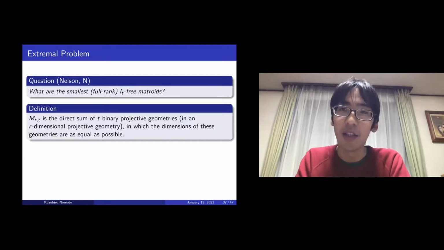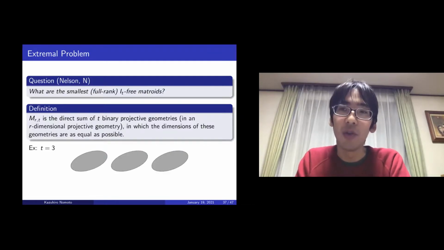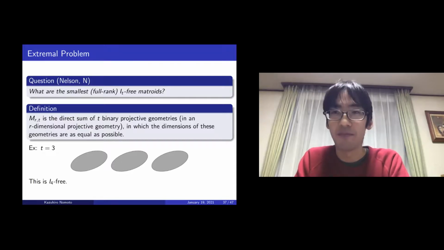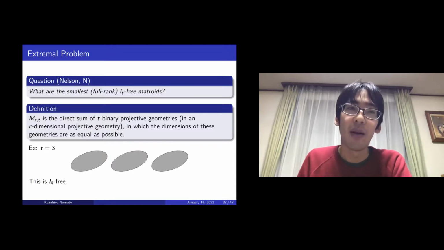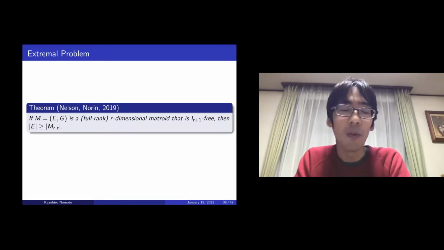There's a candidate. You can read this definition, but I think a picture would be much easier. So it's just going to be a bunch of projective geometries. It's a direct sum of, in this picture, 3 projective geometries. This is going to be I4 free, because you can't pick more than one element from each of these projective geometries. So our conjecture was that that's your extreme example.